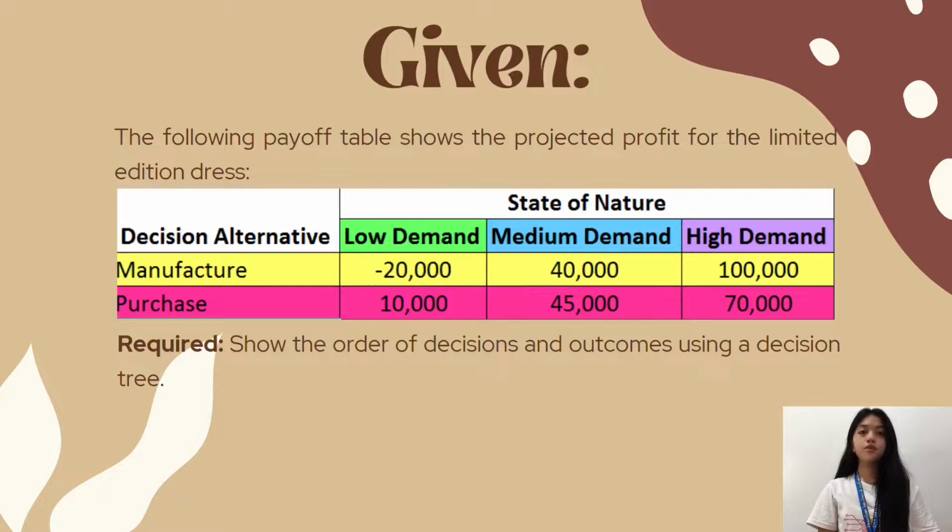If Miss Park Minyong were to manufacture the accessories needed for her limited edition dress, when it is in low demand, the projected profit is a loss of 20,000. If in medium demand, the projected profit is 40,000. And if in high demand, the projected profit is 100,000. The requirement for this problem is to show the order of decision and outcomes using a decision tree.